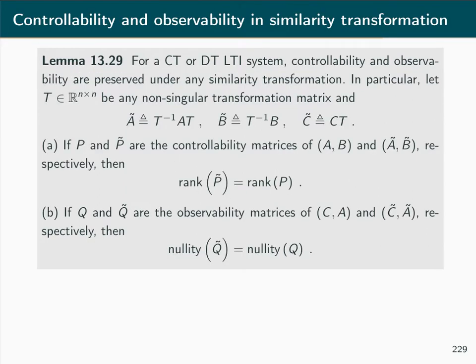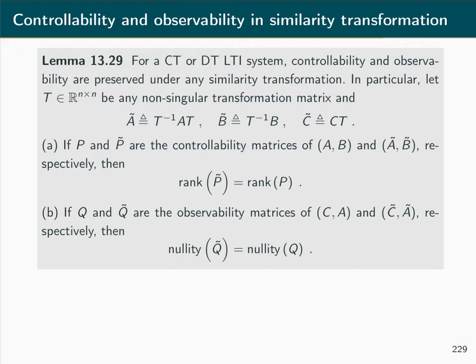Our next result in Lemma 13.29 is that for any continuous time or discrete time LTI system, the controllability and observability are always preserved under any similarity transformation. In particular, recall that for any non-singular transformation matrix T, the system matrix, the input matrix, and the output matrix of the similarity transformed system are defined as A tilde is equal to T inverse A T, B tilde is equal to T inverse times B, and C tilde is equal to C times T.